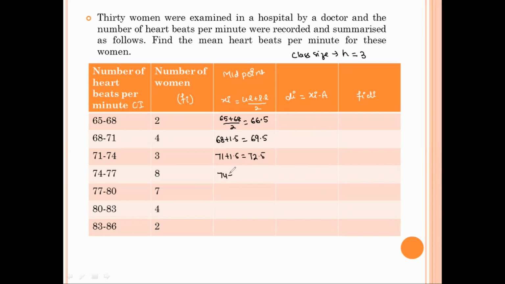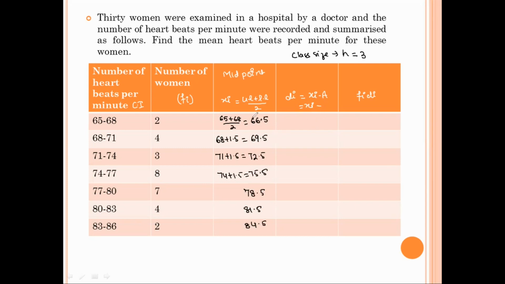So 74 plus 1.5 is 75.5. The next will be 78.5. And next is 81.5 and 84.5. So these are your xi values. अब di वैल्यू क्या होगी, xi माइनस a. तो xi वैल्यू क्या है हमारे पास, ईच केस में 66.5, then next is 69.5.